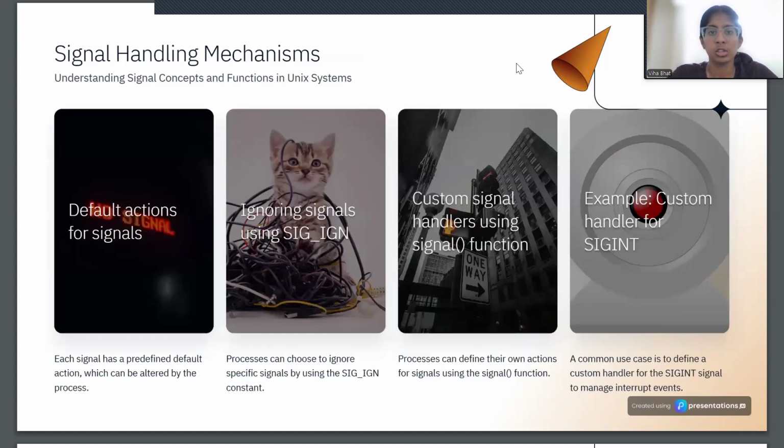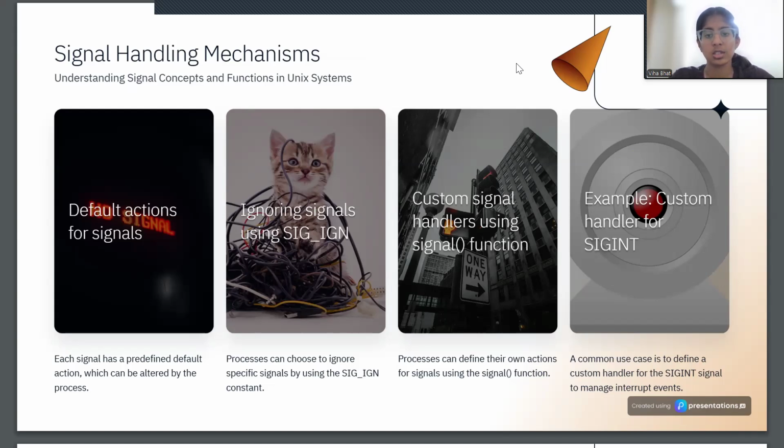Next, we're going to look at the signal handling mechanisms that we have. The first is default actions for signals. Each signal has a predefined default action, which can be altered by the process. Next is ignoring signals using SIG_IGN. Processes can choose to ignore specific signals by using SIG_IGN as a constant.